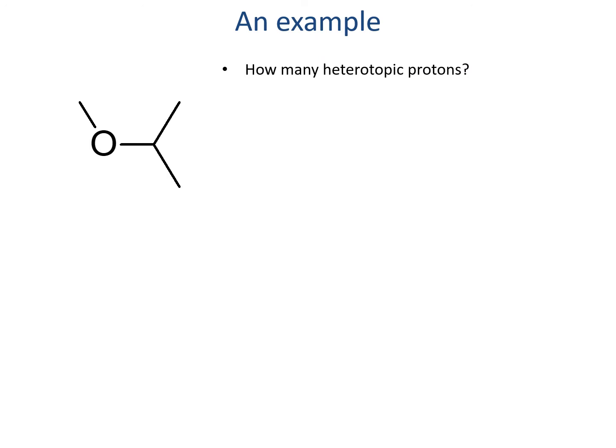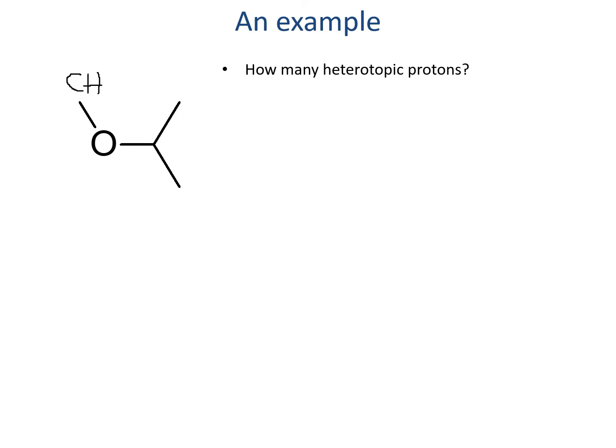So to check your understanding, let's try to build up what we'd expect the NMR to look like for this molecule. First, we start off by trying to identify how many heterotopic protons. Pause and try to identify for yourself how many there'd be. We should have seen 3 heterotopic protons.